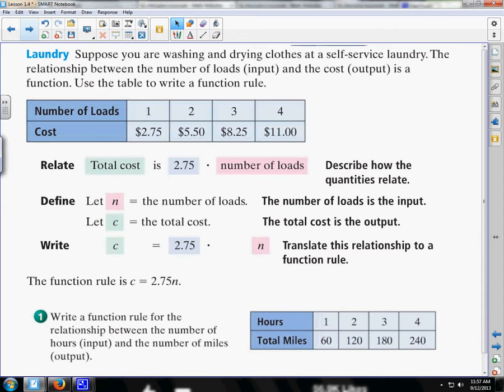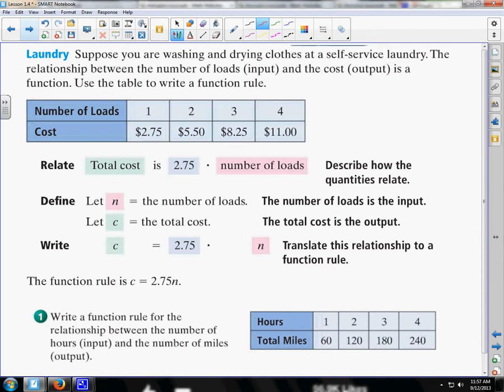Okay, suppose you're washing and drying your clothes at a self-service laundromat, and the relationship between the number of loads, the input, so 1 load, and the cost is a function. Use the table to write a function rule. So here's the table. Number of loads is 1, the cost is $2.75. If I do 2 loads, it's $5.50. If I do 3 loads, it's $8.25.